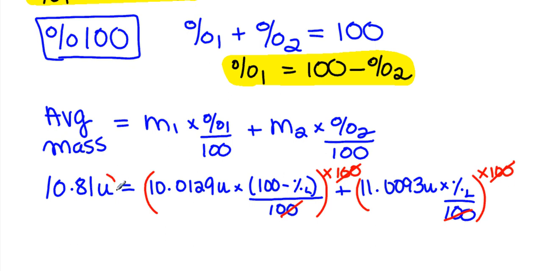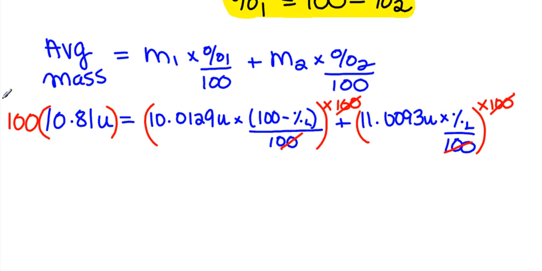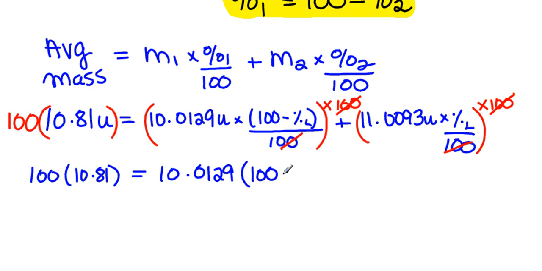But over here on my left-hand side, don't forget that. I have to multiply this side also by 100. But since there's no fraction on the left, I can't eliminate it. So if we simplify this, after we've made those adjustments, we're going to have 100 times 10.81. We'll do this in steps just to make sure everyone's on board. Then we're going to have our mass times our percentage here. We have to use brackets here because we're multiplying, 100 minus %2. And this is going to be added to 11.0093, and then it's %2.